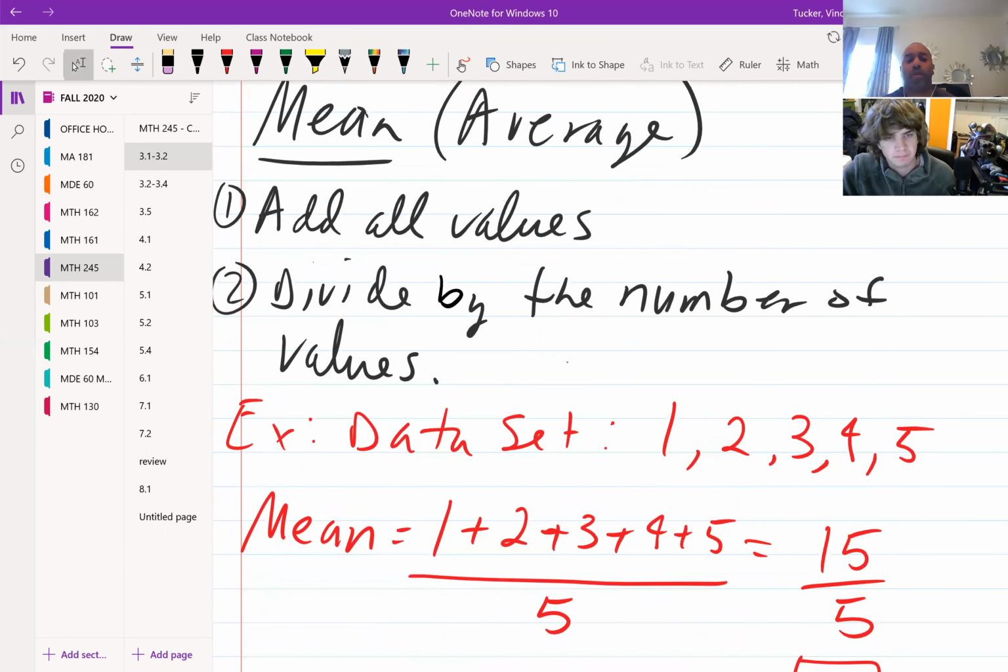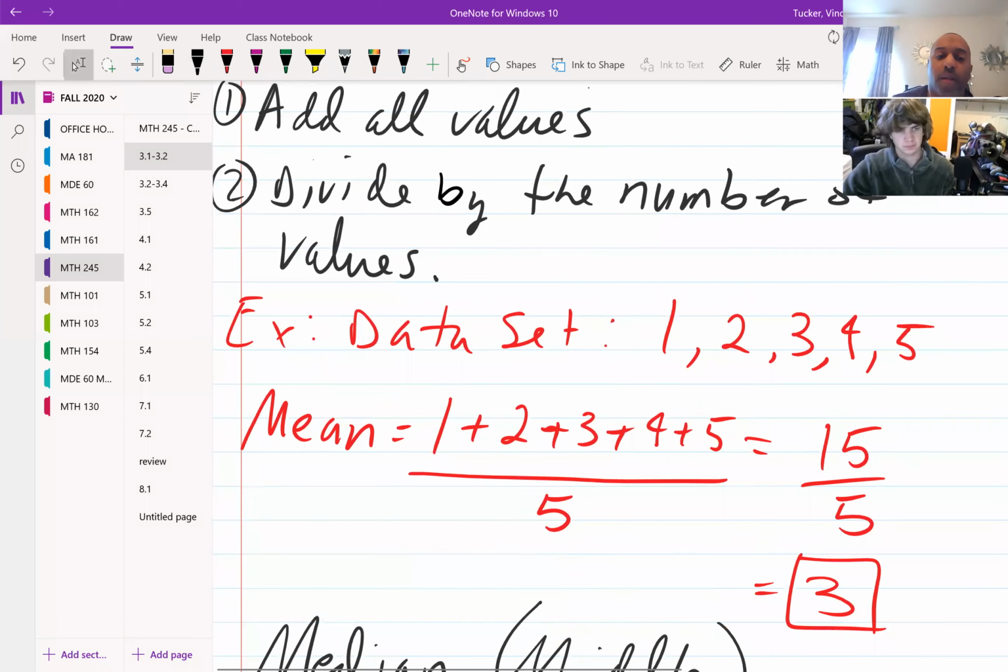So just a small example, small data set. If our data set consists of 1, 2, 3, 4, and 5, and I wanted to find the mean, I would add up 1, 2, 3, 4, and 5, and then divide by the number 5. We divide by the number of data values that we have. We have 5 data values, so we divide by that. And that means my average, my mean, is going to be 3.